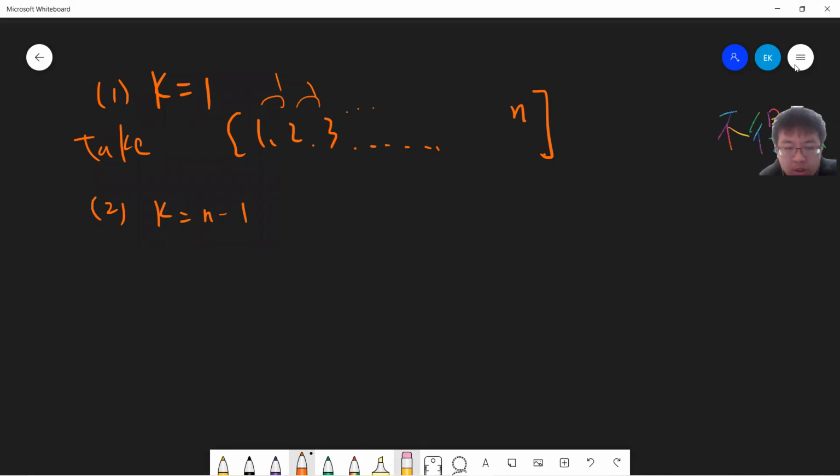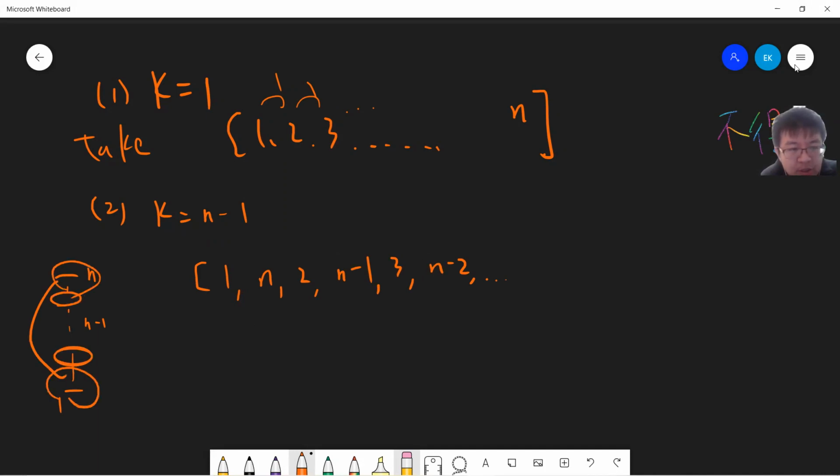This is a little bit hard to think, but if you start from 1, then you put 1, n, 2, n minus 1, 3, n minus 2, and so on. So you take these, and you can check that their differences are all different. If you take absolute values, this is n minus 1, this is n minus 2, this is n minus 3, n minus 4, n minus 5, right? So exactly n minus 1 distinct differences.